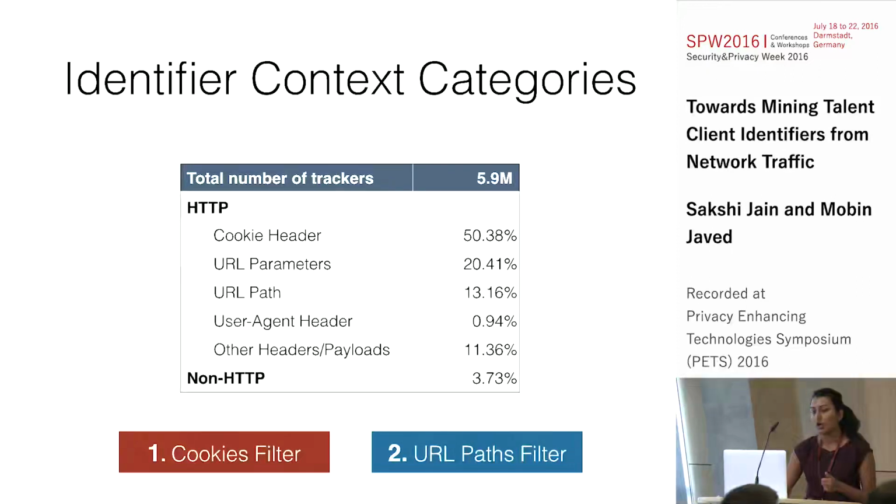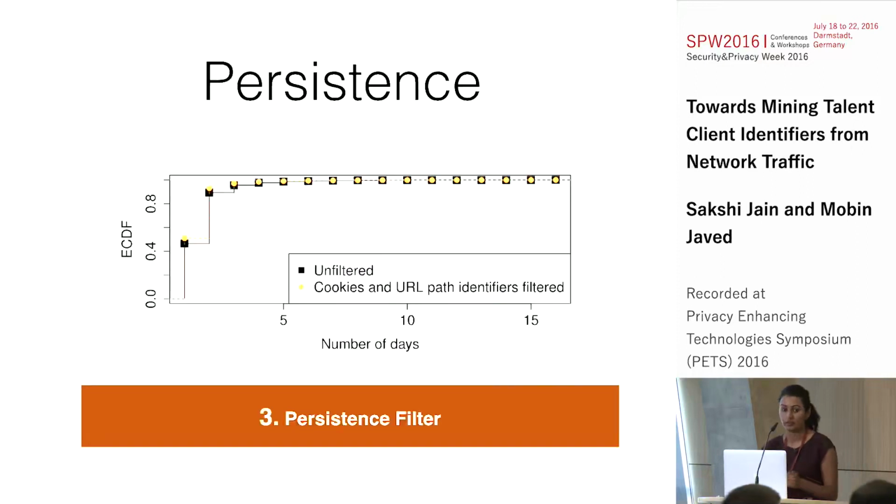Okay. The next thing that we looked at was the temporal persistence of these reconstructed identifiers. Recall that although we had previously added a persistence filter, the reconstructed identifiers do not necessarily retain that property. And indeed, if you look at this distribution, a lot of identifiers lose their persistence property once they are reconstructed. So the third filter that we add here is to remove anything that does not persist over days.